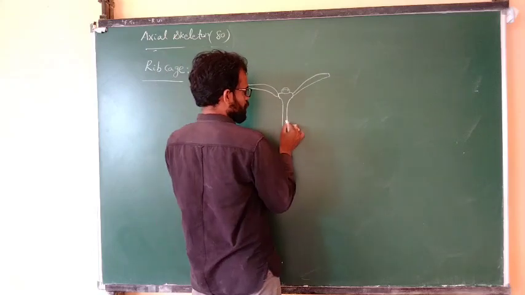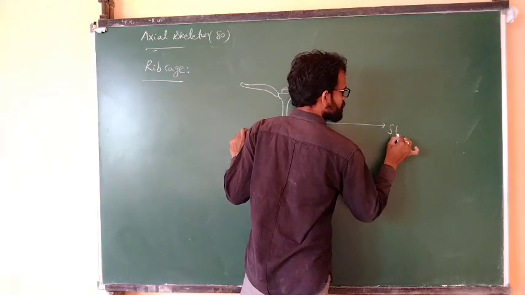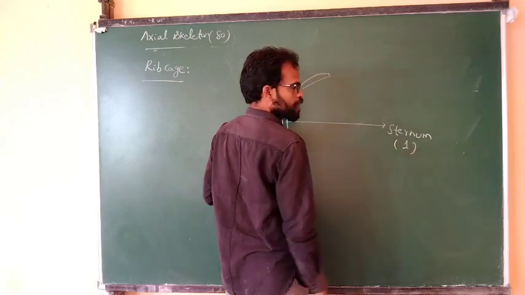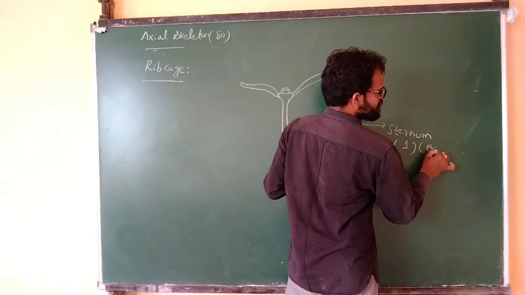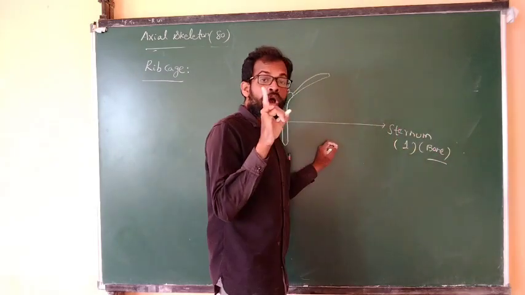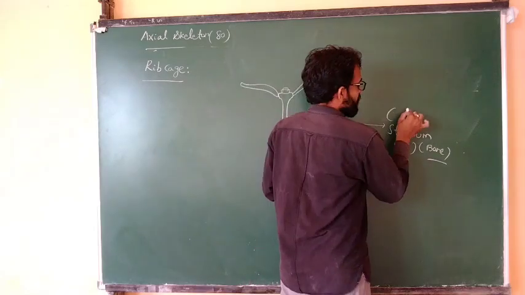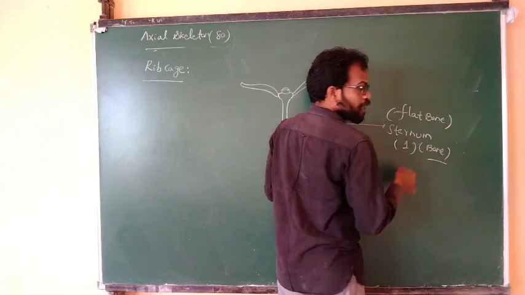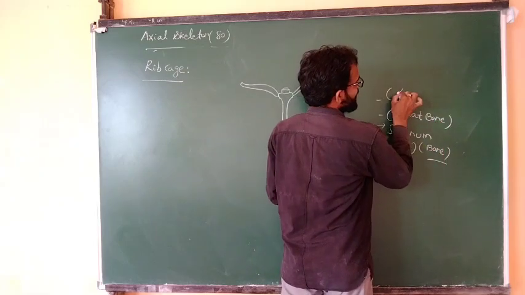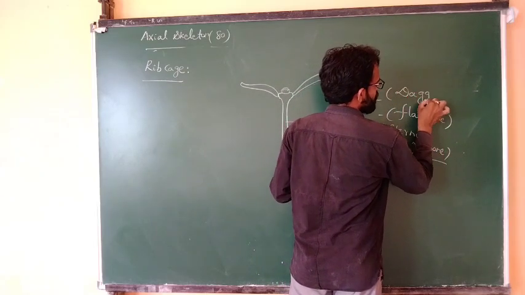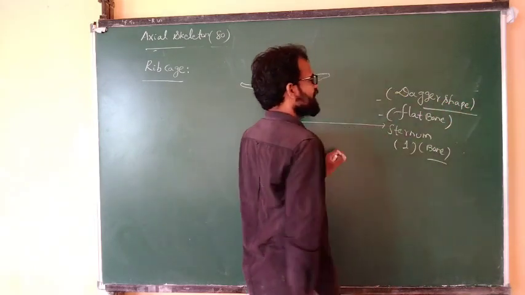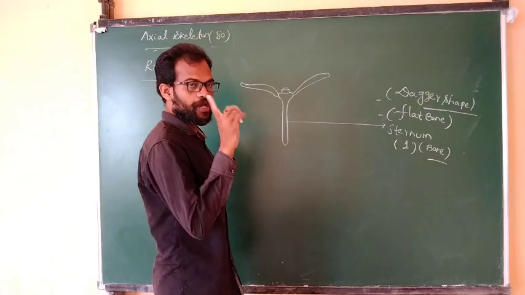Only one sternum. How many sternum? Sternum, only one bone. The sternum bone means only one bone. It is a flat bone. What is the shape of this bone? Dagger shape. The sternum is a one bone with a dagger shape.